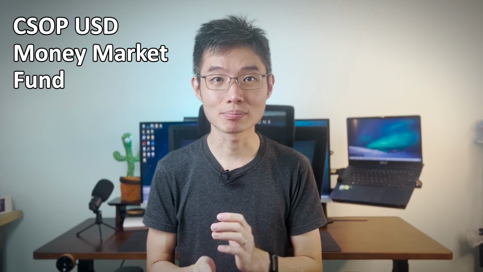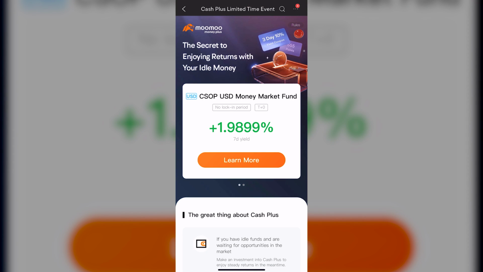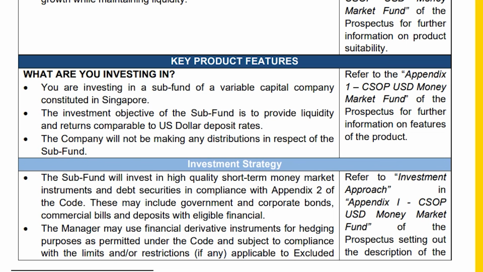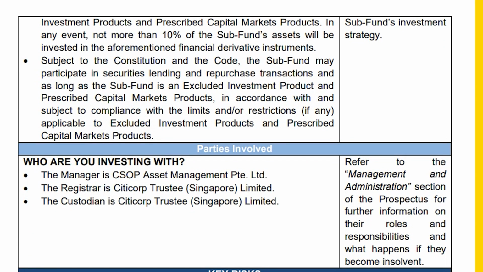Moving on, the second fund is the CSOP USD Money Market Fund, which is currently giving around 2% 7-day annualized yield. Similarly, the goal of this fund is to provide liquidity and give a return that's comparable to USD deposit rates. To do this, they will be investing in government and corporate bonds, commercial bills, and deposits with eligible financial institutions. If needed, the fund manager can invest up to 10% of the holdings in derivatives for hedging purposes.